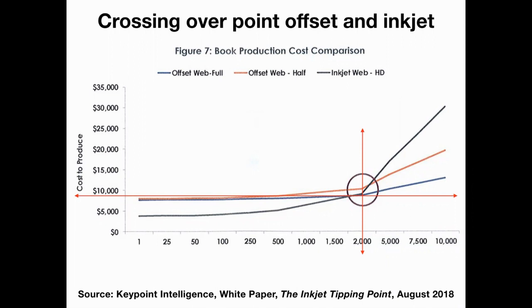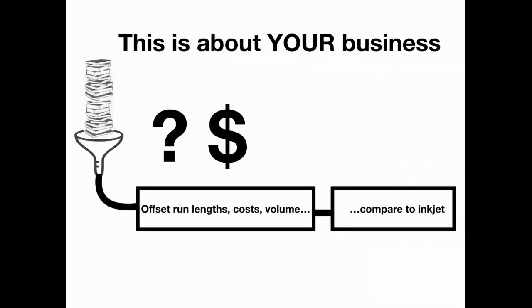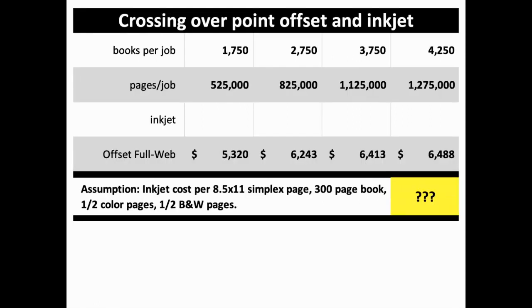What's important when viewing this information is this. This graphic is instructive because it tells us digital has a clear advantage at short run lengths. However, this is about your business. You must establish your own crossover point based upon your workload and your future presses. So let's start to do this.